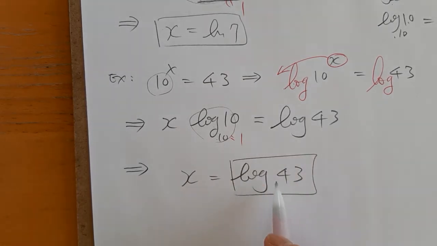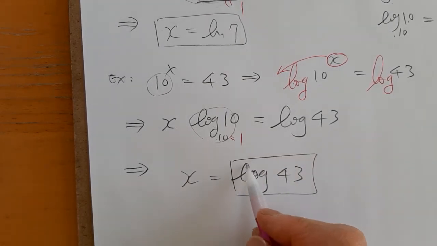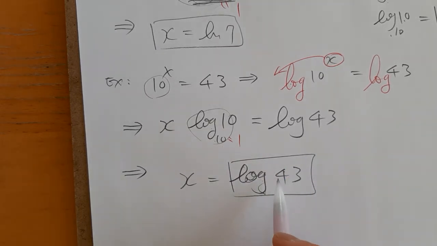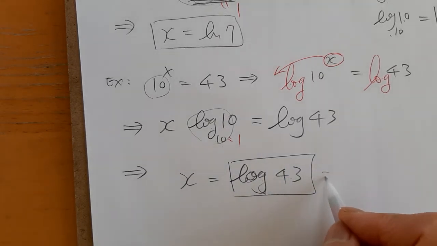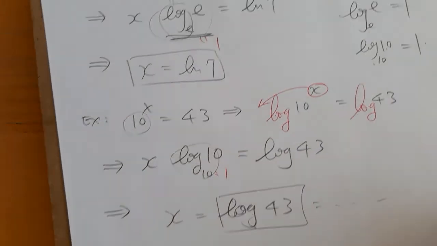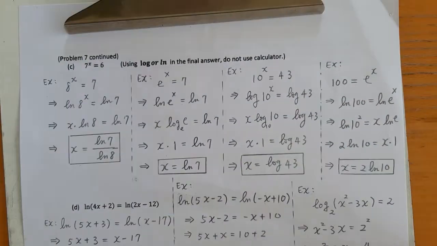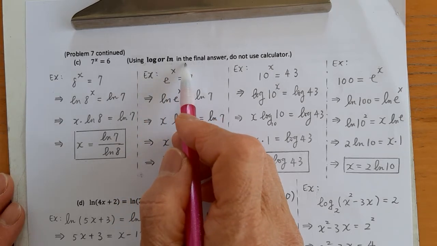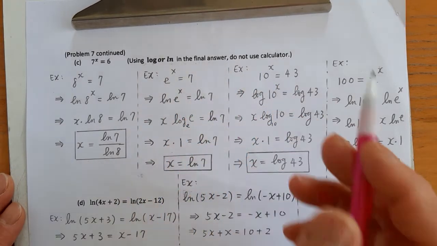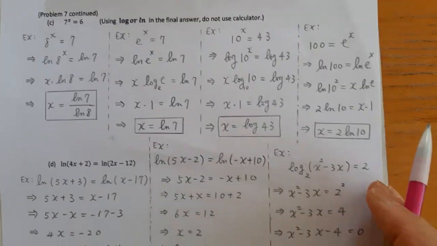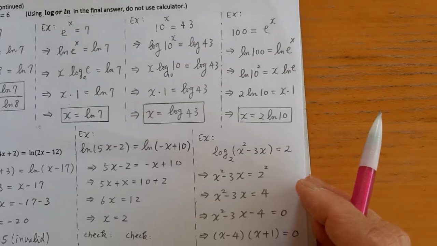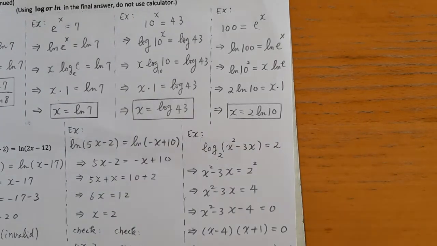On your calculator you have this common logarithm button. You hit that button, 43, and you can get it in decimal. But here it asks you to leave the answer using log, common logarithm or natural logarithm, in the final answer. Do not use a calculator. Just leave the answer with the common logarithm or natural logarithm. Then the next example.